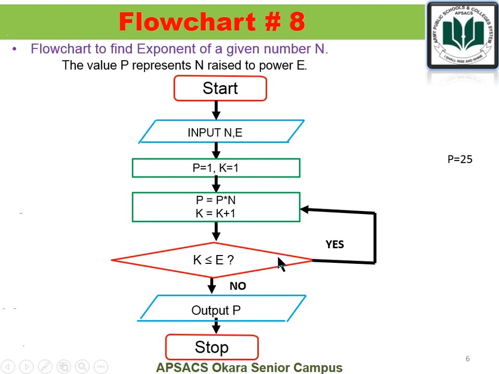Is 3 less than or equal to e? Yes. Now we will multiply p times n. 25 multiplied by n, n means 5. So the value of p becomes 125. So again k will be incremented by 1. The value of k becomes 4. Is 4 less than or equal to e? No, 4 less than or equal to 3 is not possible. So we will move to the other stage, which is output p. So 125 will be your output, and we will ultimately move to the last step, which is stop.